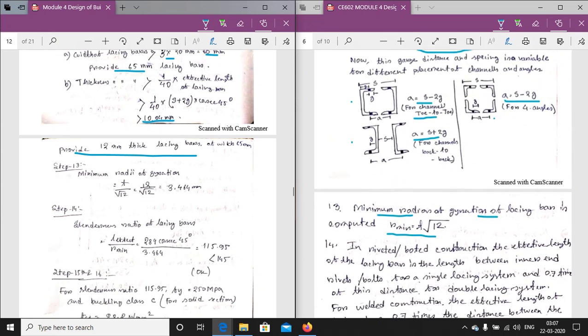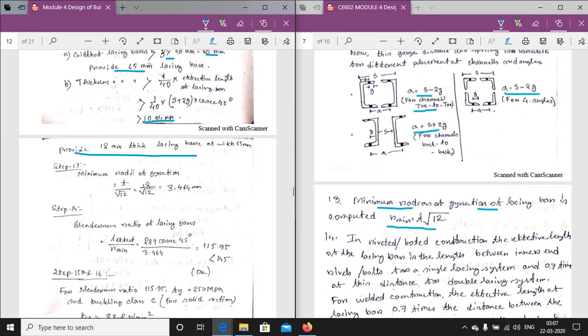Now coming to step number 13, the minimum radius of gyration of the lacing bar, r minimum is t divided by root 12. So 12 divided by root 12, that is 3.464 meter.